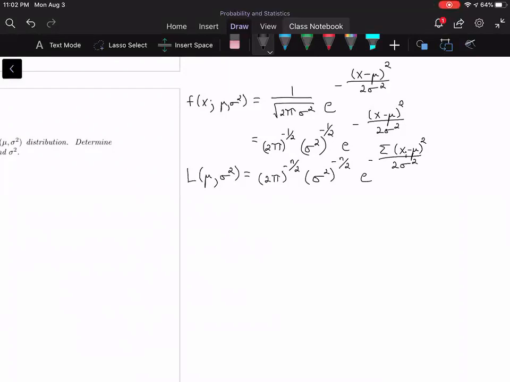Now we're ready for the log likelihood. So the log likelihood is going to be negative n over 2 times the natural log of 2 pi, minus n over 2 times the natural log of sigma squared, minus the sum of (x minus mu) squared over 2 sigma squared. So this is our log likelihood.